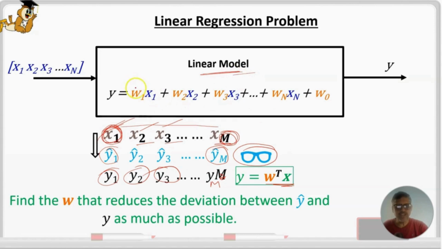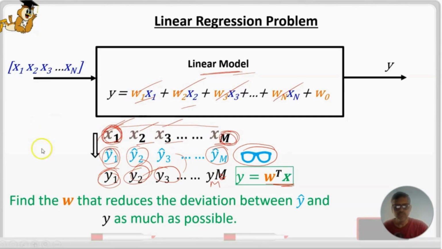What we have to do is find the linear model. In other words, find the values of these w's, the coefficients or the weights of this model, that reduce the deviation between y hat and y as much as possible. So you would like your y's and the y hats to be as close as possible to each other, and your task is to find the w's, the weights, so that indeed for the training points they are as close to each other as possible.